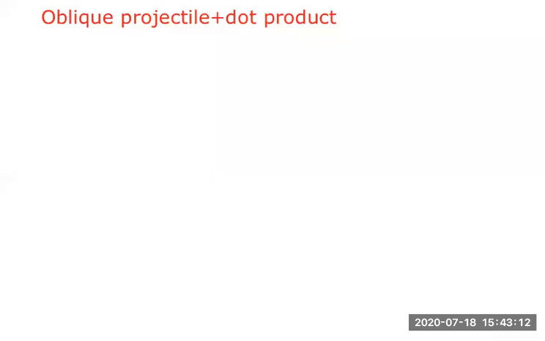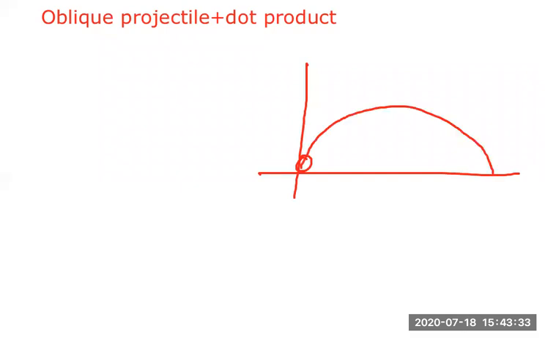Oblique projectile plus dot product combination problems. Here, the situation is like this. They have taken the body projected obliquely. This oblique projectile we already discussed in our previous topics.